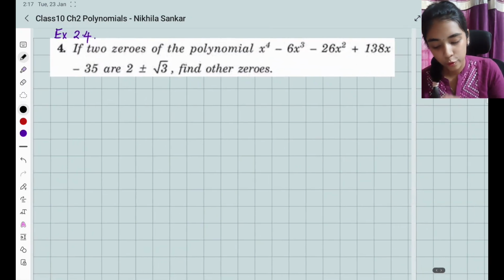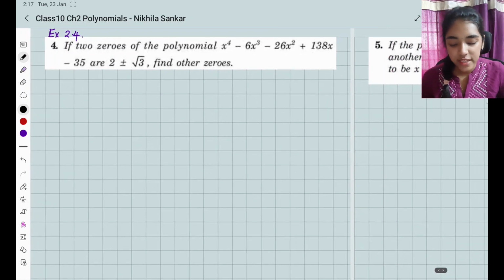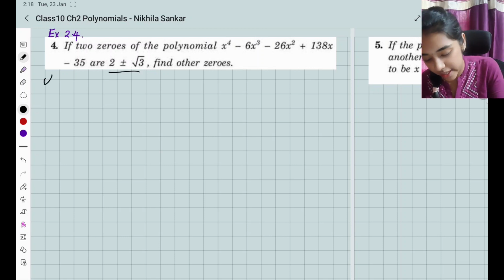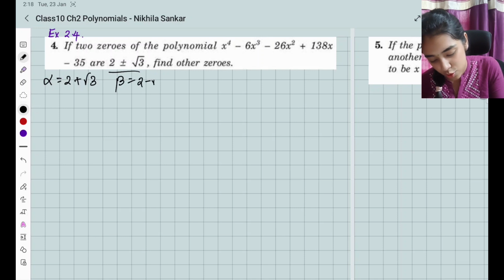So question number 4. They have given that two zeros of the polynomial x power 4 are given. Now they have already given two zeros. What does that mean? Alpha and beta they have already given. So how can you first of all find the equation? Now the two zeros are going to be 2 plus or minus root 3. So we have alpha equals 2 plus root 3 and beta equals 2 minus root 3.